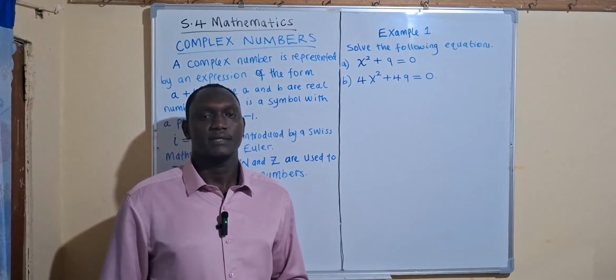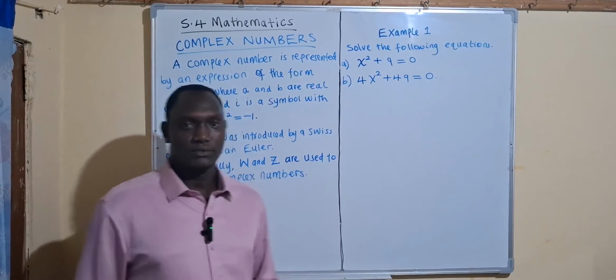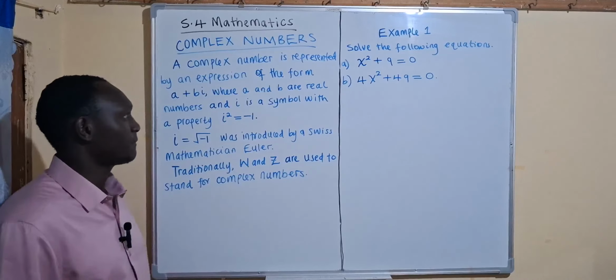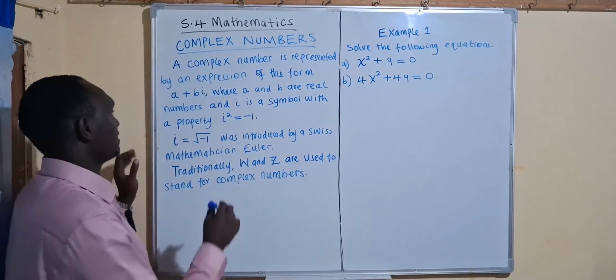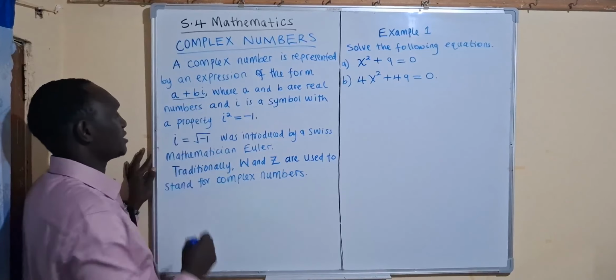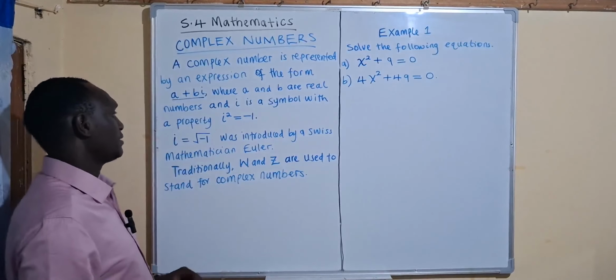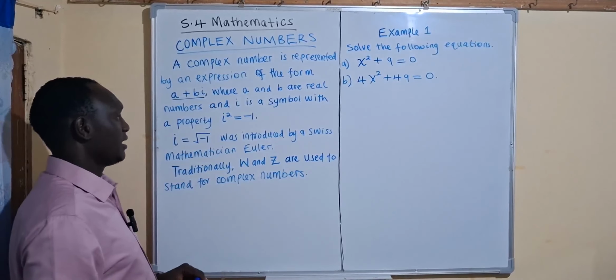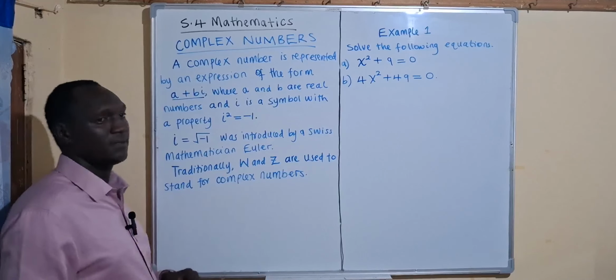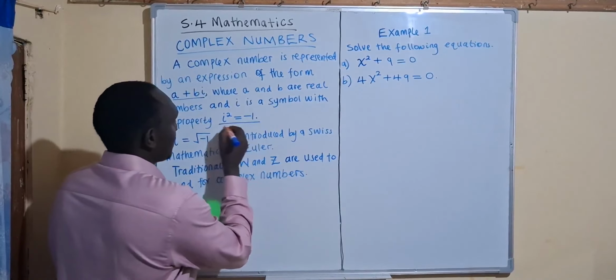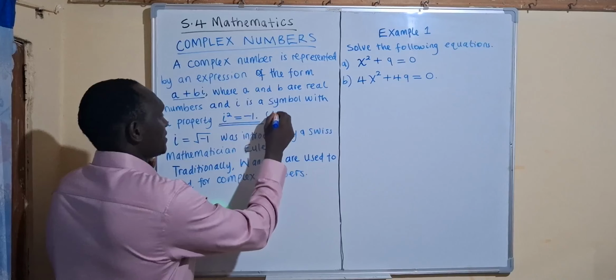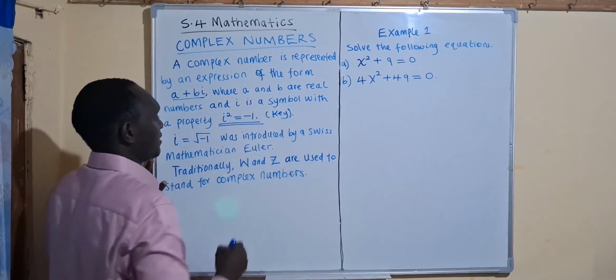We have started the Senior 4 Mathematics with Unit 1, and the first topic is complex numbers. To start with, a complex number is a number represented by an expression in the form of a plus bi, where a and b are real numbers and i is a symbol with the property that i squared equals -1. This is a key concept. This is a key property in complex numbers.